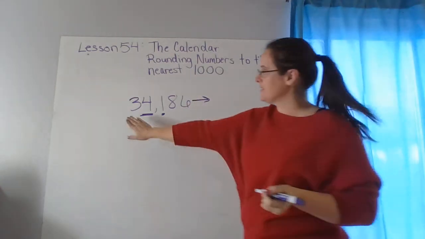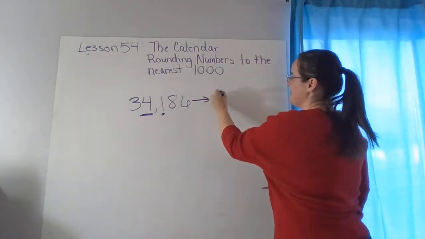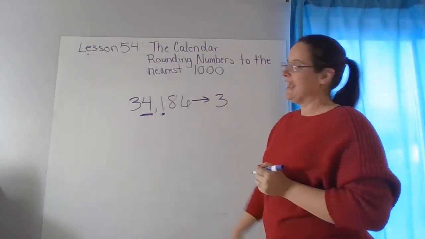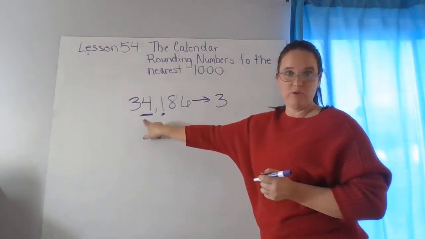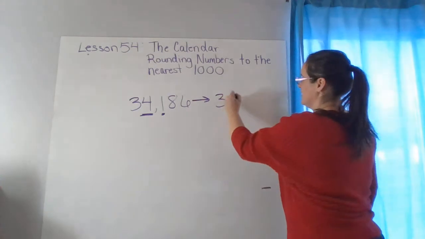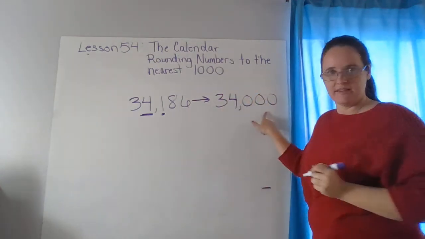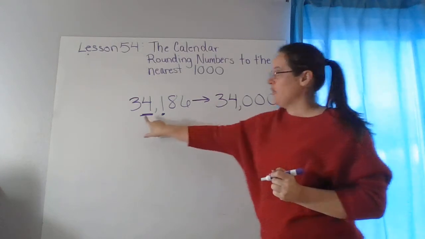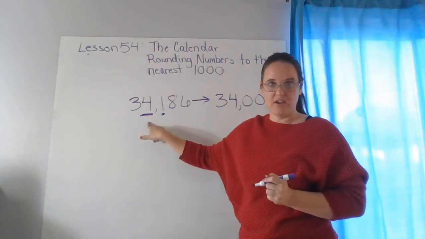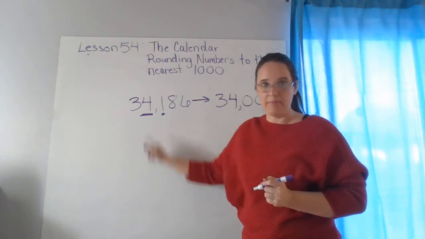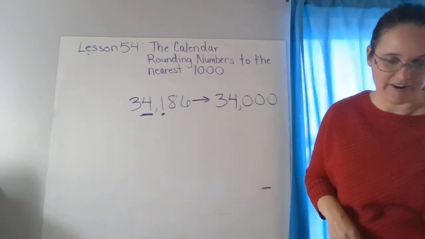Now here's how this works if you have other digits. They stay the same. So I'm not touching my 3. And in this case, since I'm rounding down, I'm not changing my 4 either. And the rest of them become zeros. Okay? Rounding down, we don't change this digit. Only if we round up do we make it a number higher. 34,000 would be our answer.